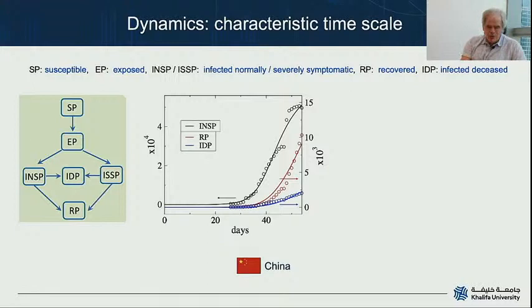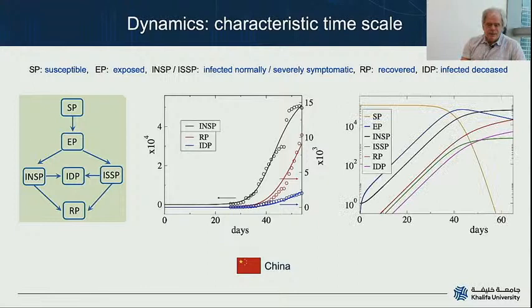Here are the profiles we get out of this model with these specific constants evaluated from the China data. What you see is that during the first 40 days, there is an exponential increase of the exposed people, the infected people, recovered people and diseased people. So everything blows up.